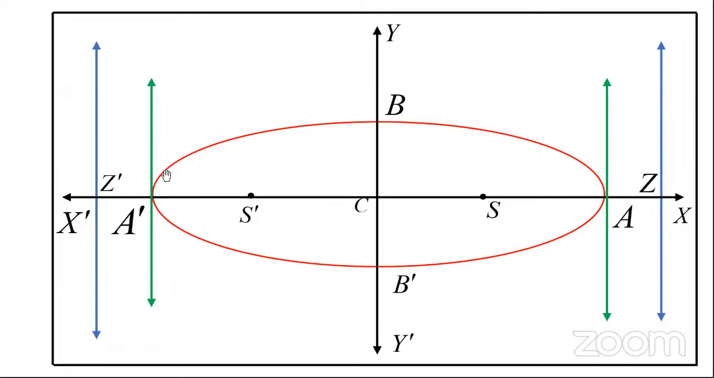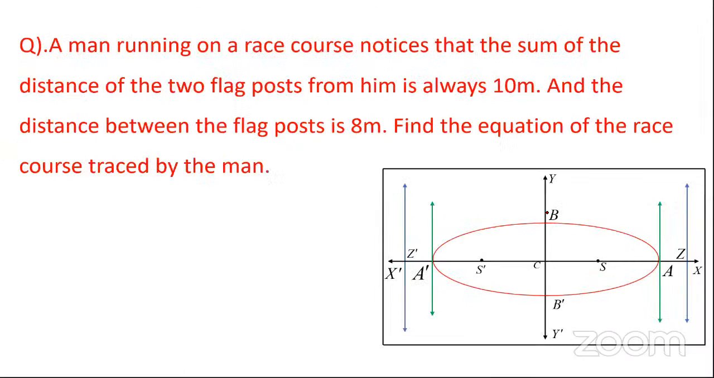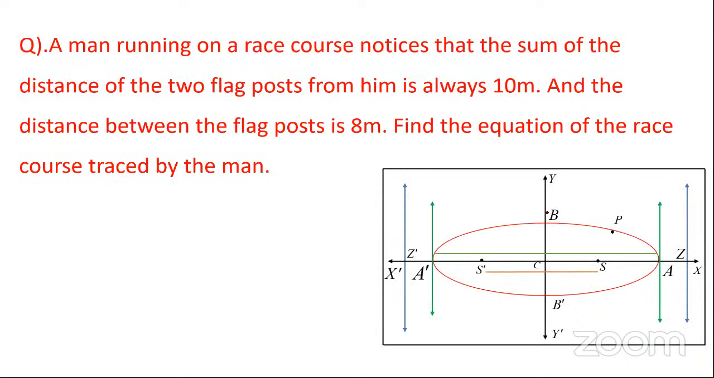These green lines are poles, and the distance between these two is 8 meters. If he lies here, the sum of these two distances from him is 10 meters. That is in the question. So this is the figure as per the question, and he is there at P.